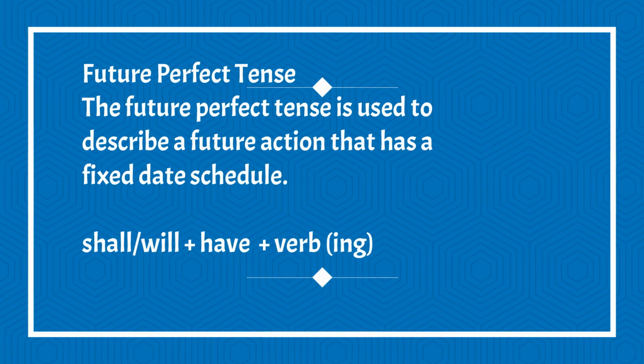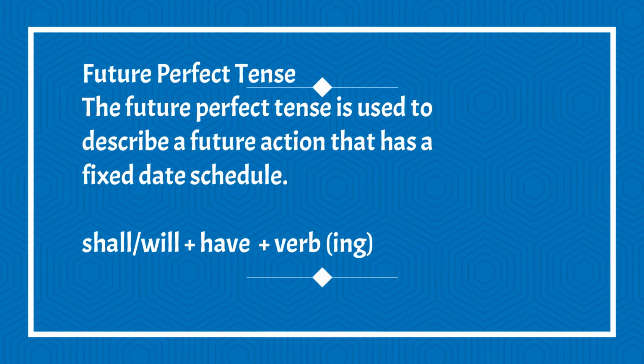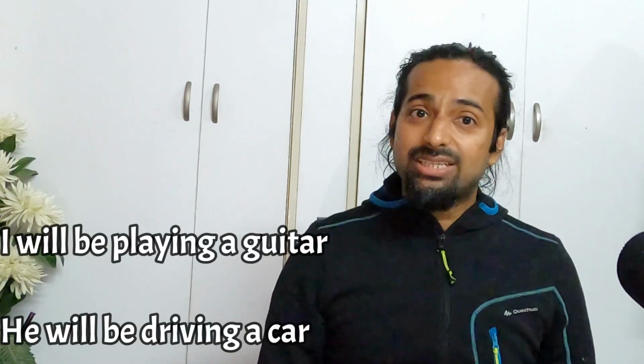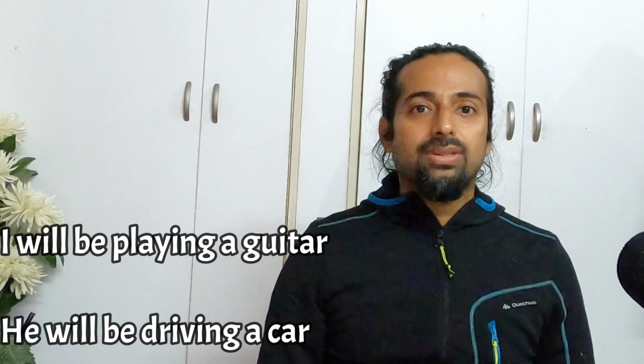Future perfect tense. The future perfect tense is used to describe a future action that has a fixed date schedule. Here, shall or will plus have plus the verb form is required. Example, I will be playing the guitar or I will be driving a car.